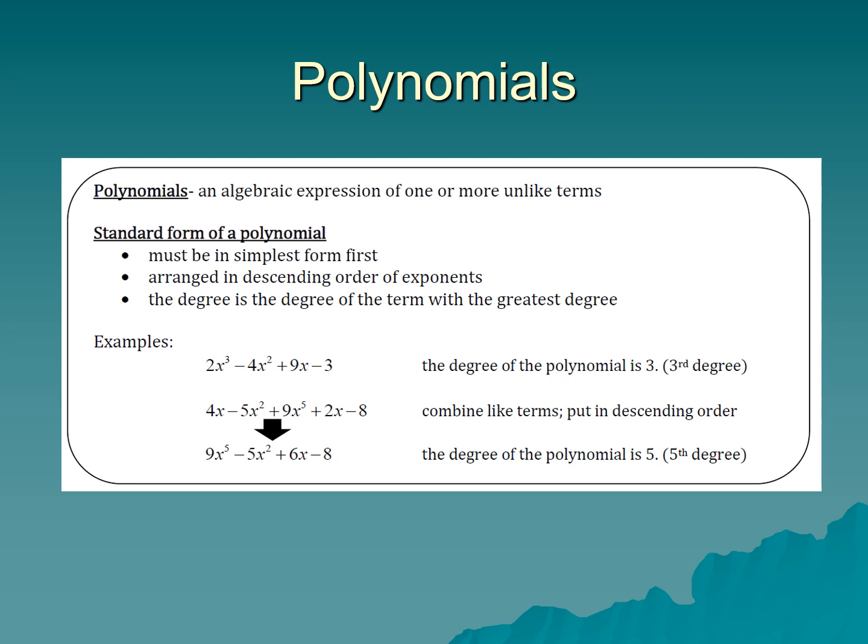Our second example has to be changed. First, we're going to combine the like terms of 4x and 2x, and then we're going to put it in the correct order. So that would be 9x to the fifth minus 5x squared plus 6x minus 8. That would also be 4 terms, but the degree would be 5 because the highest power shown is a 5.